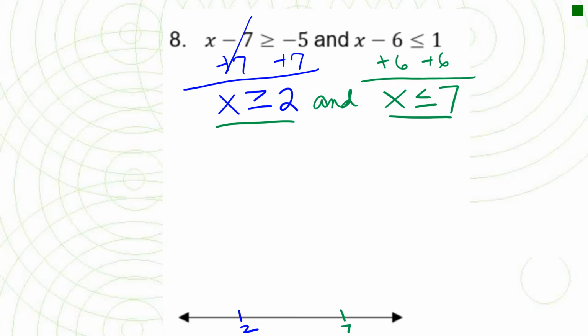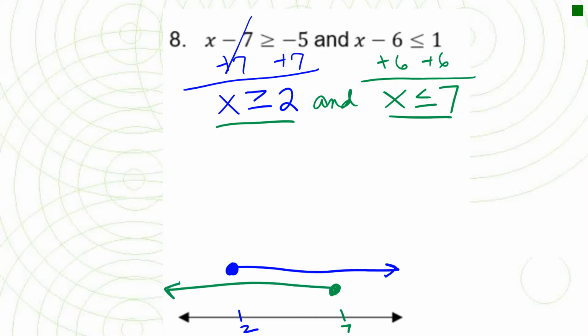So for x is greater than or equal to 2, I'm going to have a solid dot because I color it in because there's a line under it, and I shade it to the right. For x is less than or equal to 7, I'm also going to have a solid dot because there was a line under, and I shade it to the left this time.